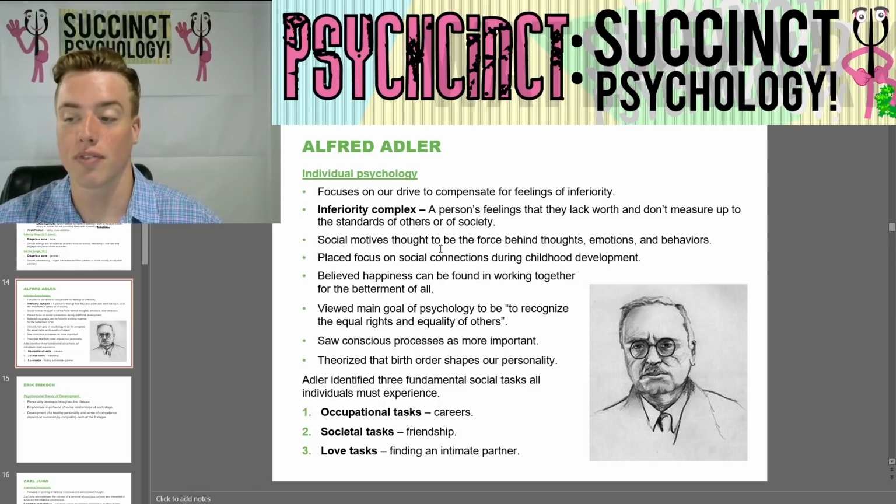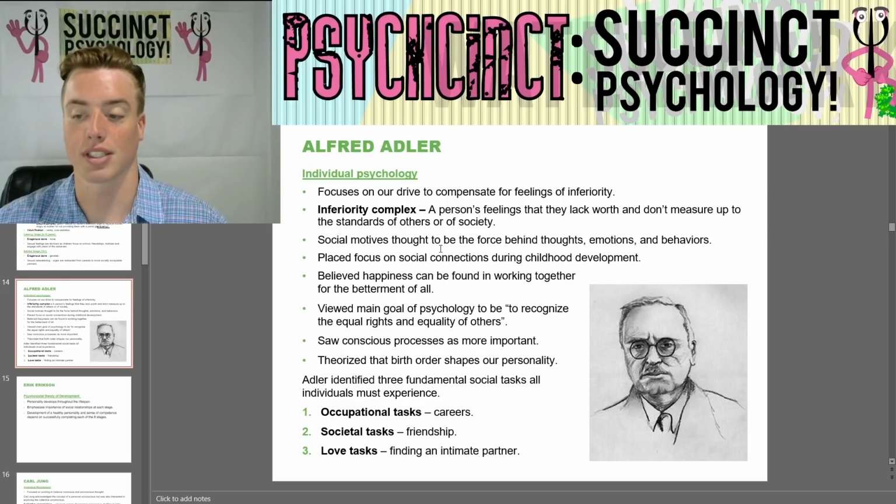Adler identified 3 fundamental social tasks all individuals must experience. So first, you have the occupational tasks or careers, then you have societal tasks or friendship, and finally you have love tasks like finding an intimate partner.